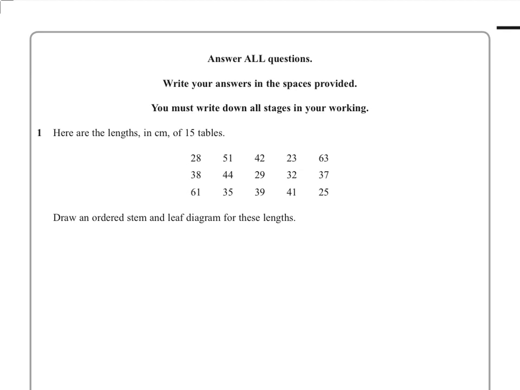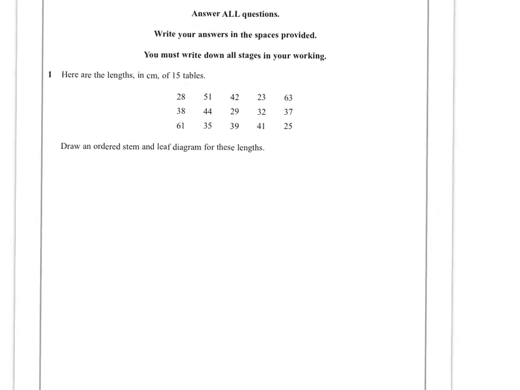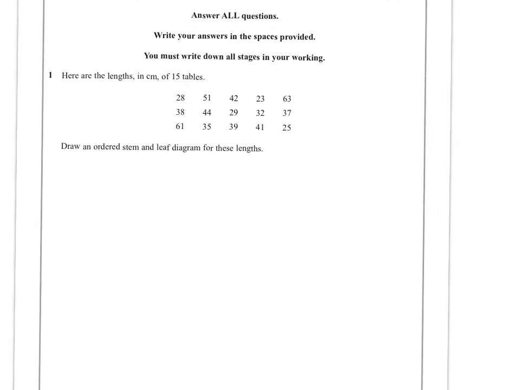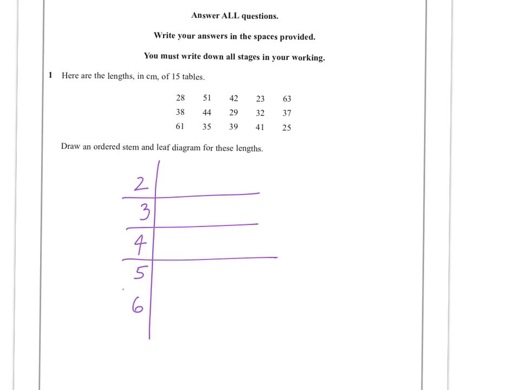Question 1, we've got to draw an ordered stem and leaf diagram for the information given. So let's do the stems first. We'll have 2, 3, 4, 5 and 6. You haven't got to be too neat with this, you just got to get it so it's easily read. And then we can take some of these off here.